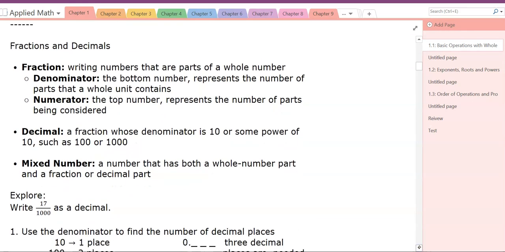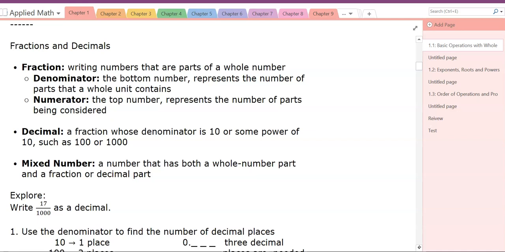Okay, getting into fractions and decimals next. So a fraction is a way of writing numbers that are parts of a whole number, and the denominator, which would be the bottom number, represents the number of parts that a whole unit contains. The numerator, which is on top, represents the number of parts that are being considered. So the denominator would be like the entire pizza, while the numerator would be the number of slices that you ate. A decimal is the fraction represented as like a whole number, but it's easiest when we think about decimals, and especially denominators, if it's 10 or if it's some power of 10, such as 100 or 1,000.